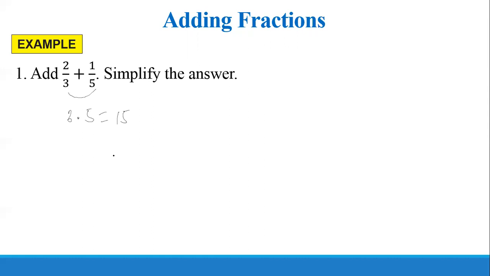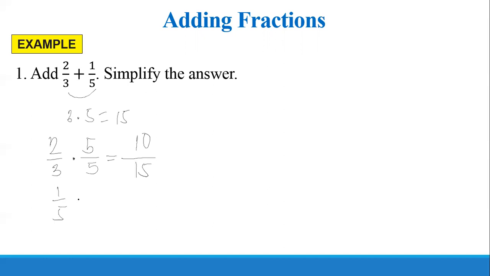And then, rewrite each fraction with a denominator of 15. Okay? So, rewrite natin yung given fractions with a denominator of 15. So, gawin natin 15 si denominator. Since our denominator here is 3, so, paano natin siya gagawing 15? We have to multiply both the numerator and denominator by 5 just to make our denominator 15. So, 2 times 5 is 10. 3 times 5 is 15.